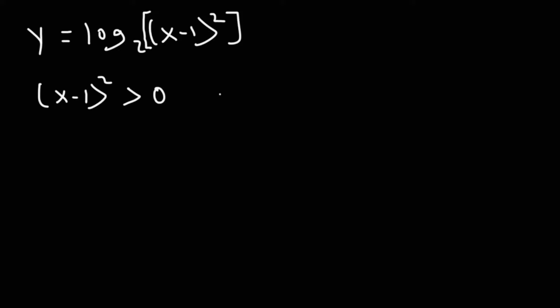Now we know that x can't equal 1. If we were to plug in 1, that will give us a 0. So 1 doesn't work. And you could solve for it. Let's say if you take the square root of both sides, you're going to get x minus 1 is greater than 0. Then if you add 1 on both sides, you'll get that x is greater than 1.